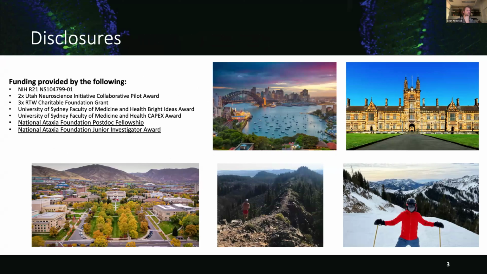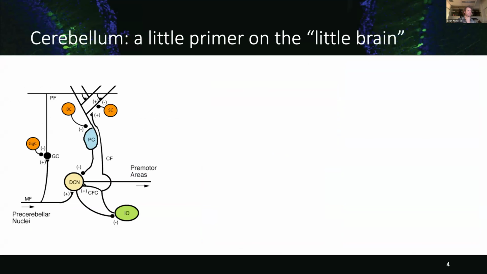So disclosures, I have funding sources up here. I want to highlight these two awards from the National Ataxia Foundation, which really enabled all of this. I've had the opportunity to do work in a handful of really beautiful places now. So you can see why it was easy to stay in Salt Lake City for both my PhD and my postdoc. And then I've traded in the mountains for the ocean here in Sydney. I've really loved my first year out here.